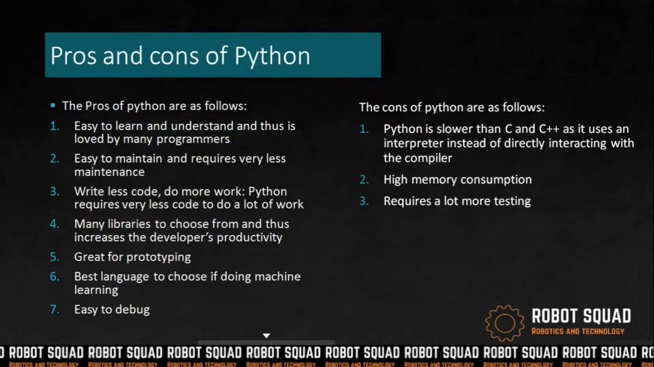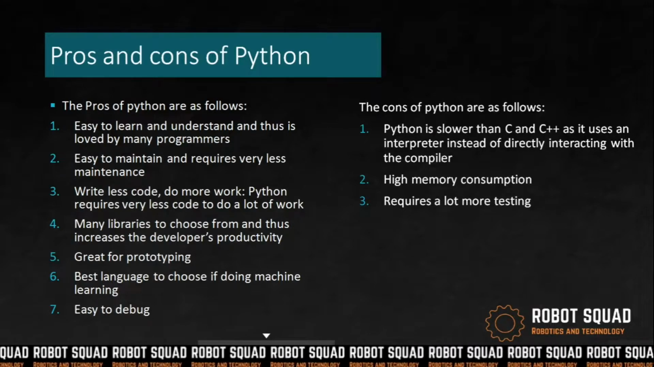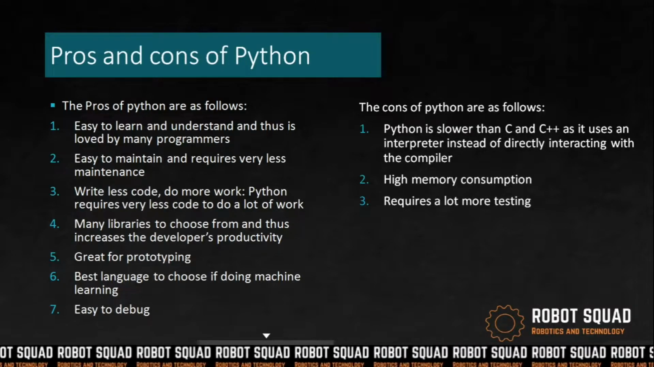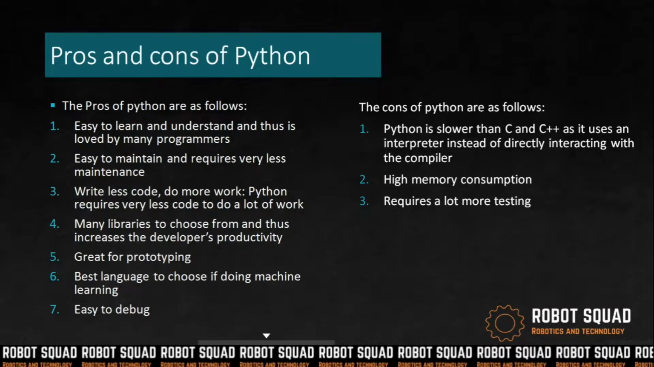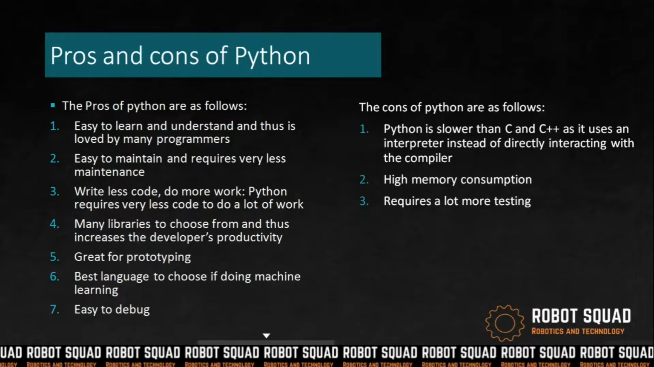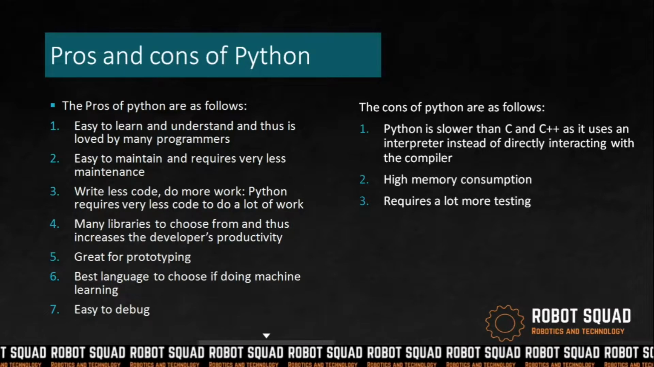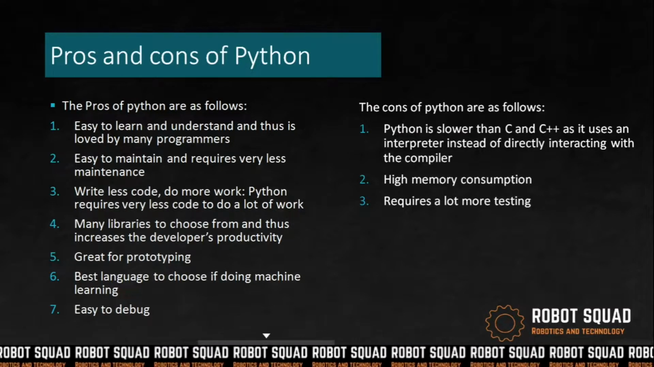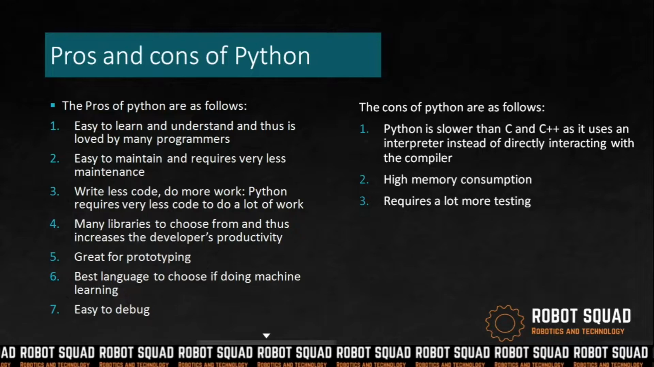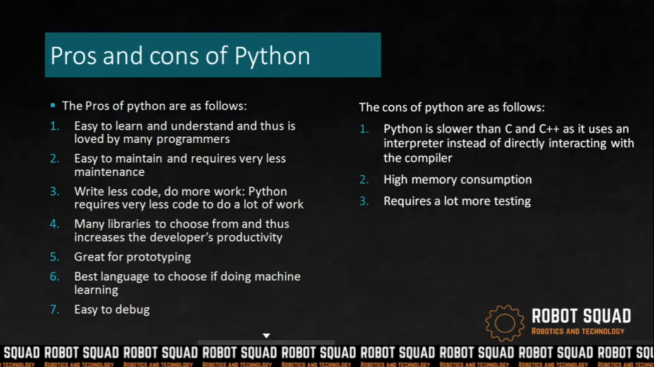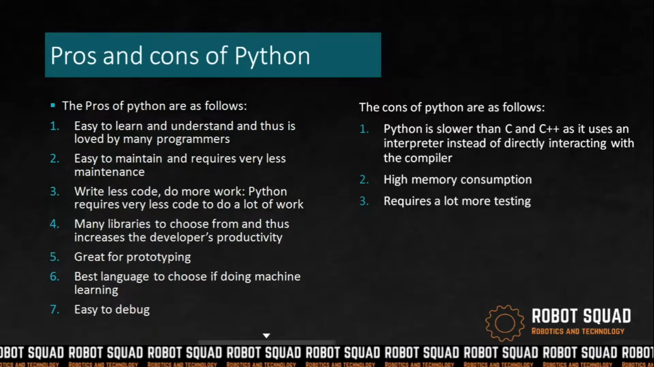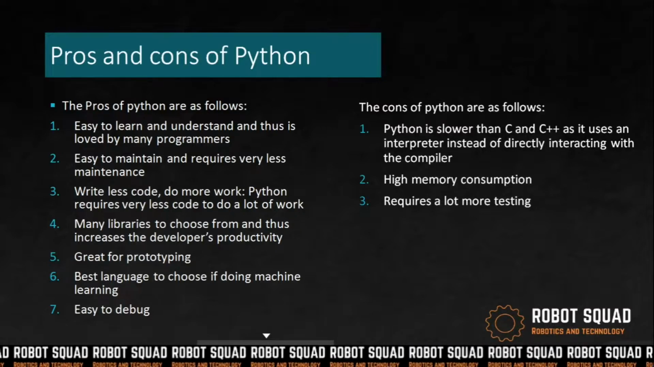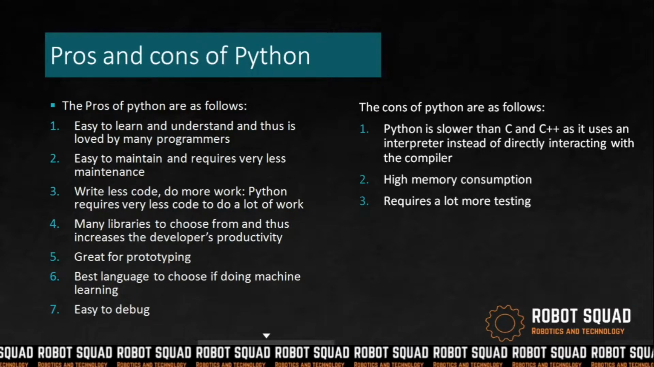The cons of Python are: Python is slower than C and C++, as it uses an interpreter instead of directly interacting with the compiler. It requires high memory consumption. It takes a lot of RAM, fills up your PC a lot, and it requires a lot more testing and debugging as well.